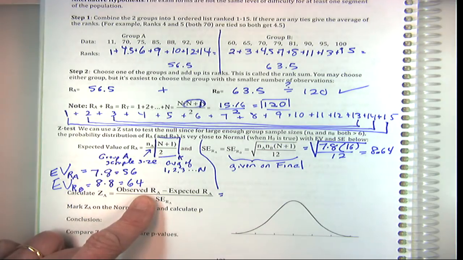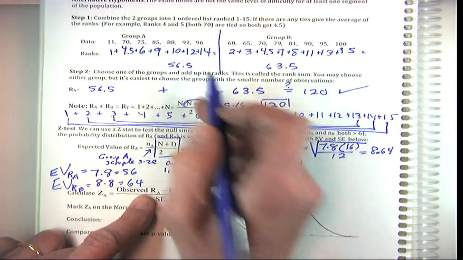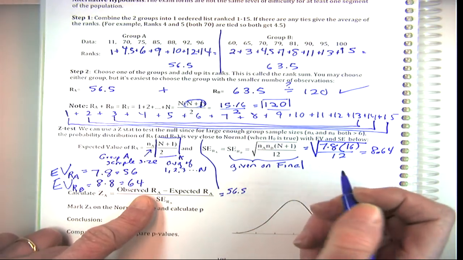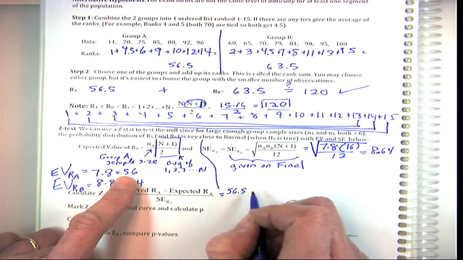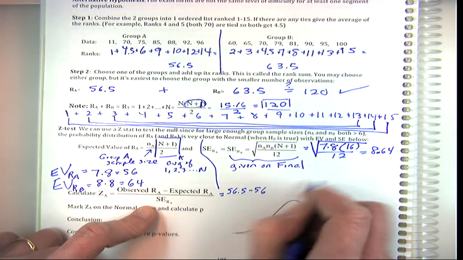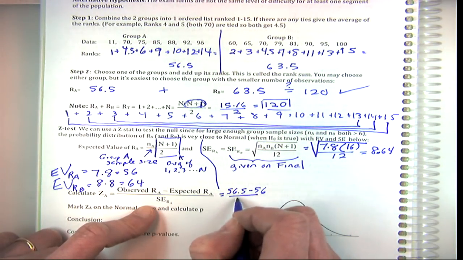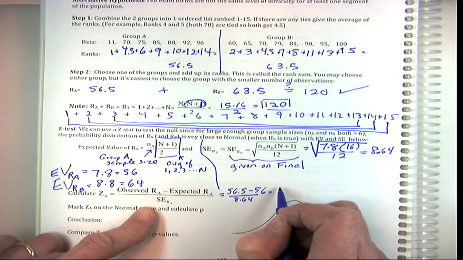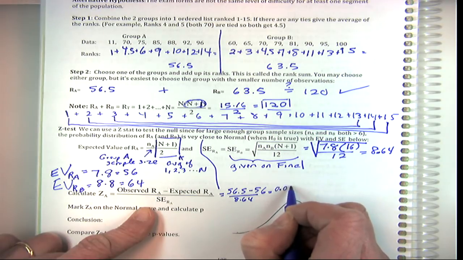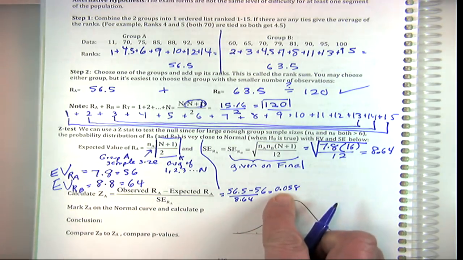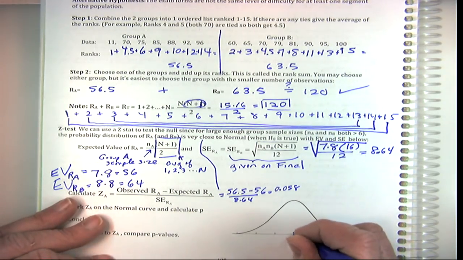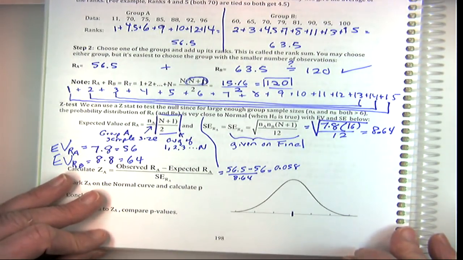All right, so we're just going to do our usual thing. Observed, what did we observe for the rank sum? We observed for A, let's do it for A, we observed 56.5. What did we expect under the null? 56. And the standard error is 8.64. So we get this tiny little z-stat, which is 0.058, right? So of course it's not going to be significant. It's so close to 0. We're going to get a huge p-value.